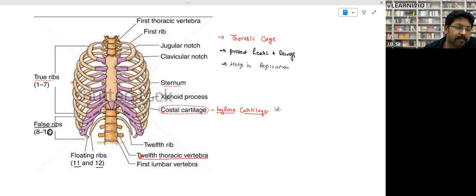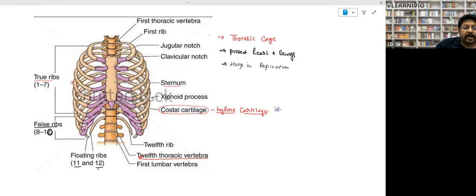But rib number 8, 9, and 10, meaning 3 pairs of ribs, get indirectly connected with the sternum. Why? They get connected with the 7th rib. You can see they get connected with the 7th rib and then get connected with the sternum. So these are called false ribs. So 8, 9, and 10th pairs are false ribs, because they indirectly connect with the sternum.